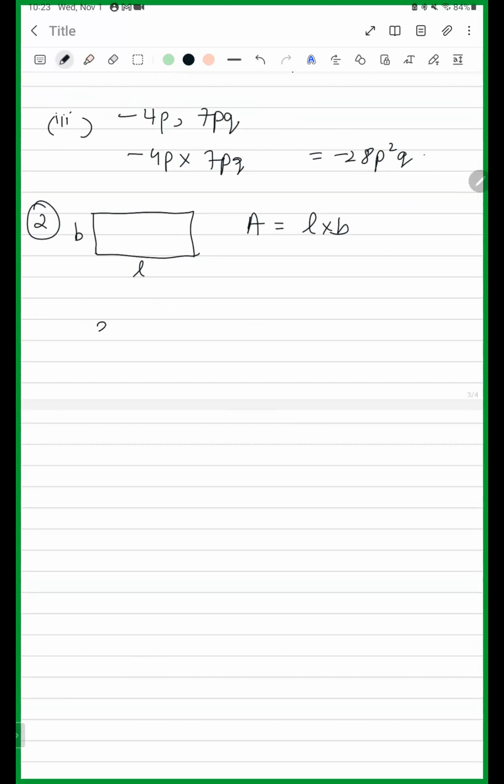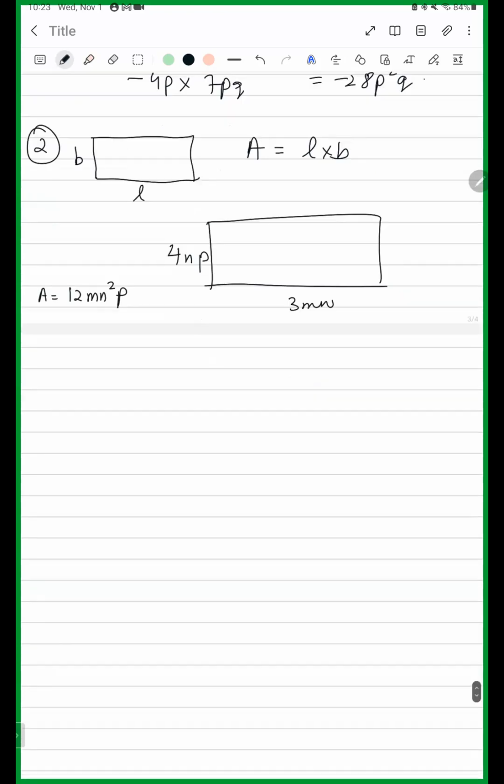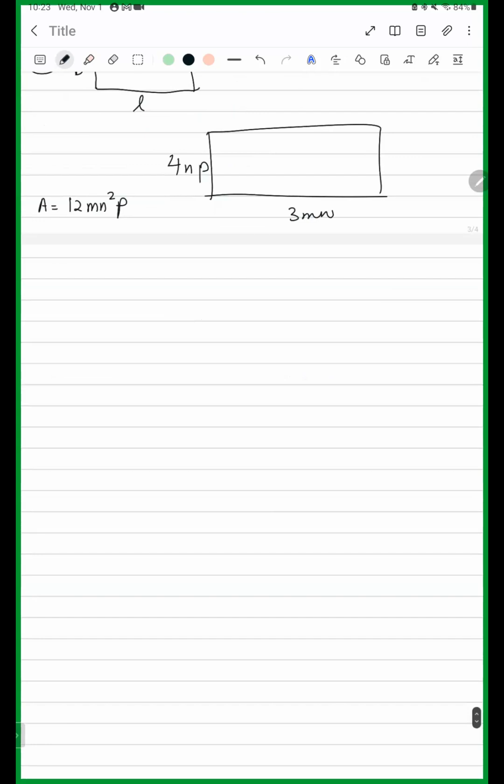How about this one? 3mn. Let's say there is a rectangle whose length is 3mn and the breadth is 4np. What will be the area? It will be 12mn square p. Very good. Okay, the complete the table of products, that also you can do. Obtain the volume of rectangular boxes, that also you can do, or let's just do one of them.